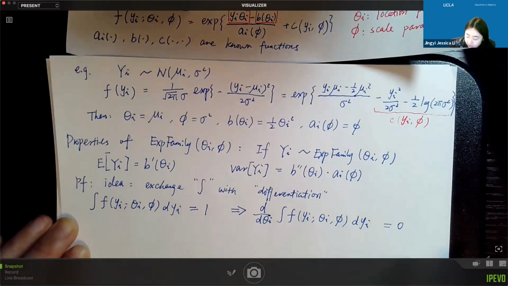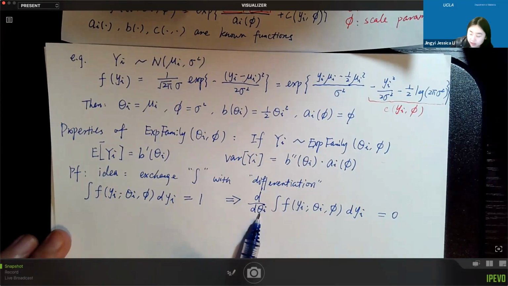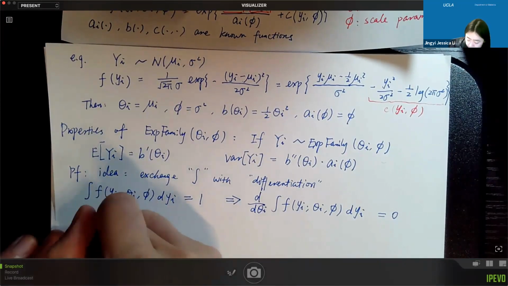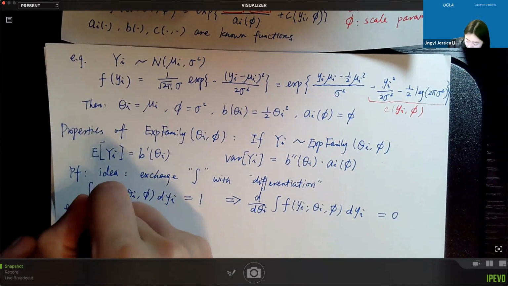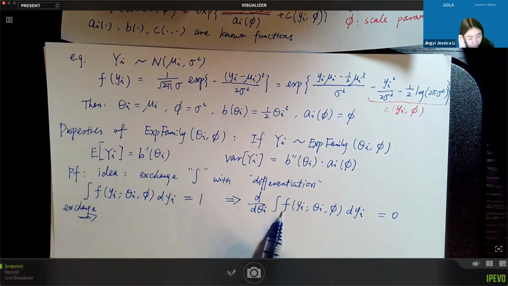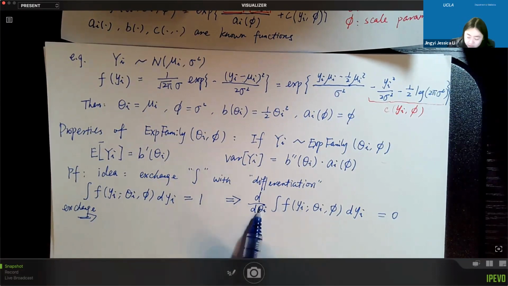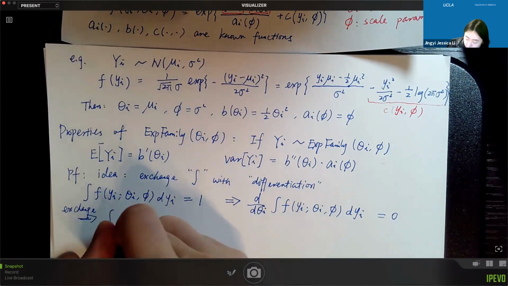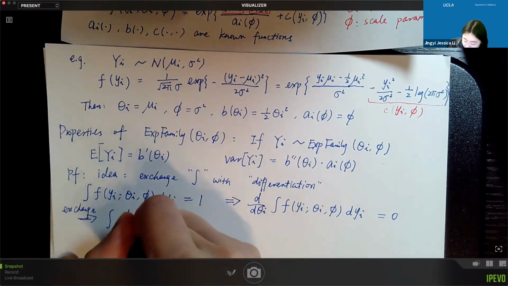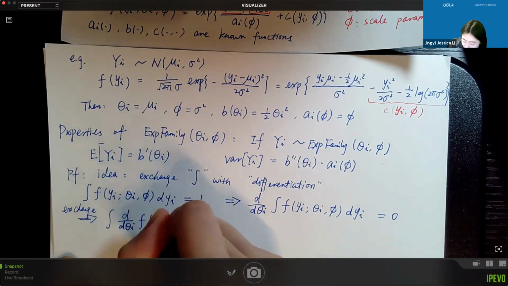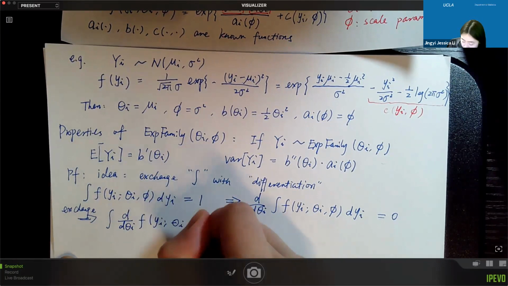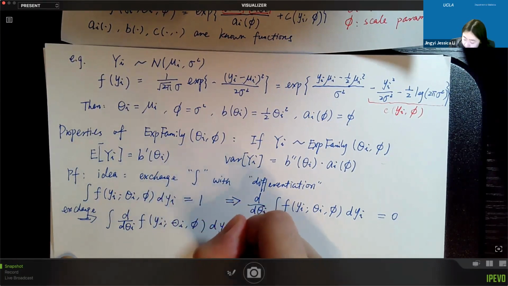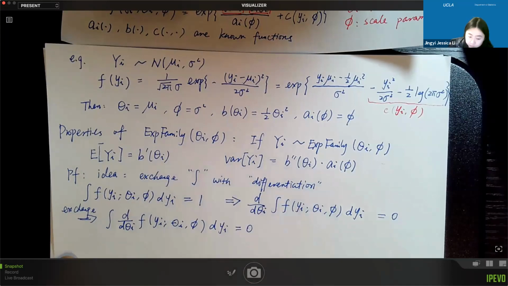Now we need the exchangeability to move the derivative with respect to theta i inside the integration. This is the key part. When f is smooth enough in theta i, we can move this. And in statistics, we call this a regularity condition for the density function. That means f is smooth enough, so we exchange the integration with the differentiation: the integral of d/d theta i of f(yi, theta i, phi) dyi, and this is equal to 0.